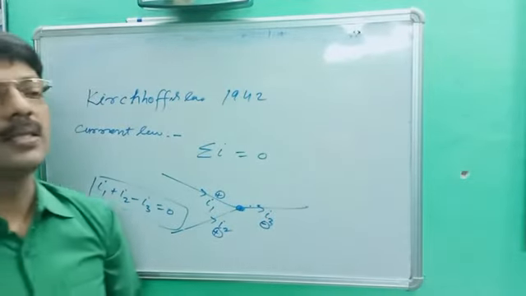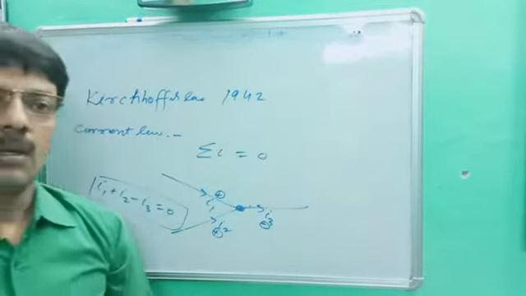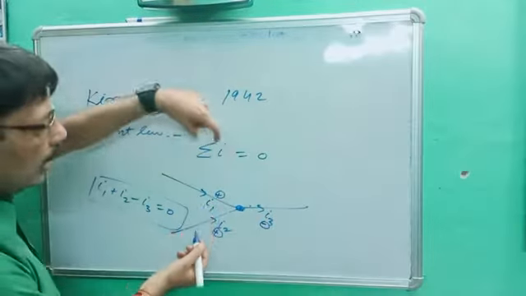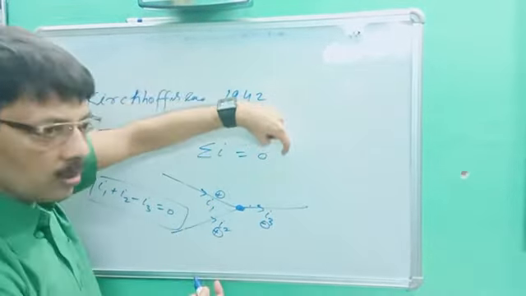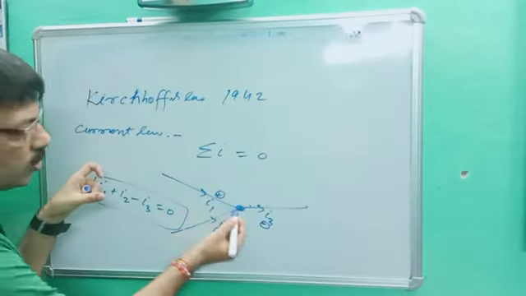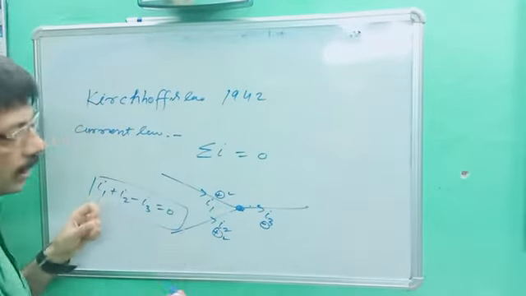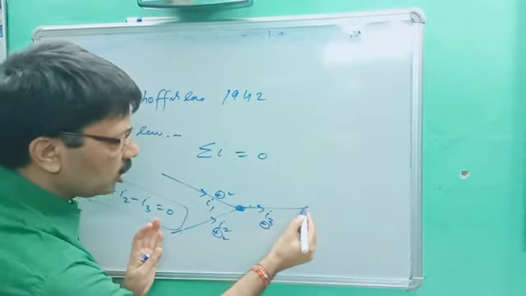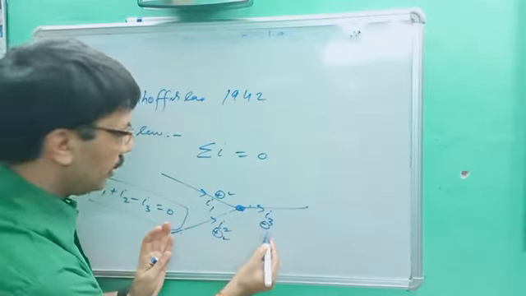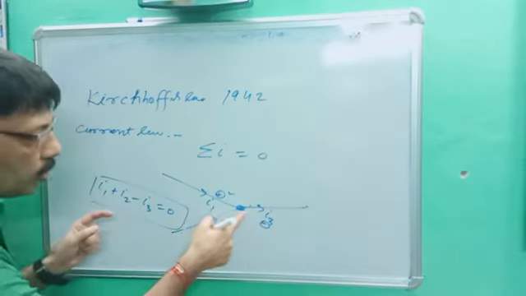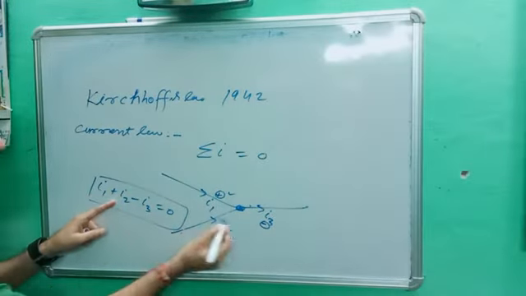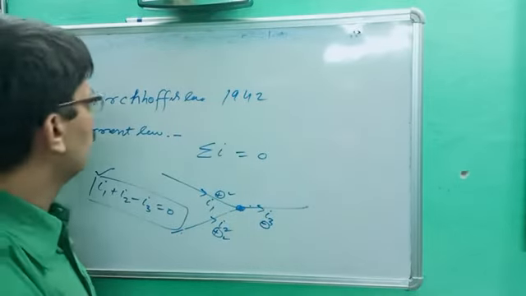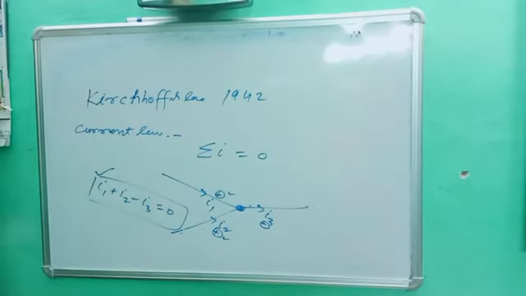Are you getting the point? Very easy. It is based on conservation of charge. According to this, the total algebraic sum of all currents will be 0. If current is joining the junction, it will be positive. If current is leaving the junction, going away from it, like I3 here, it will be negative. So since I1 and I2 are joining the junction, I1 plus I2, and I3 leaving the junction, minus I3 will be 0. So this is called Kirchhoff's first law, and this is also known as current law.